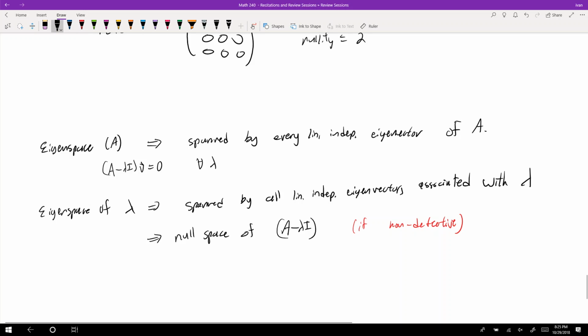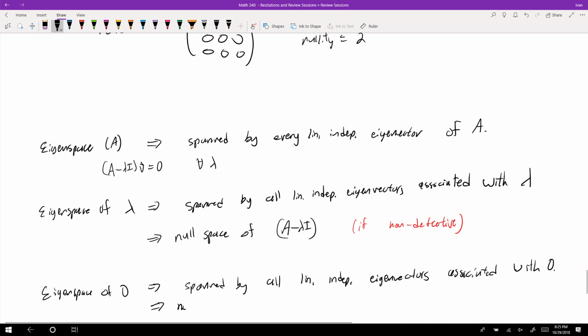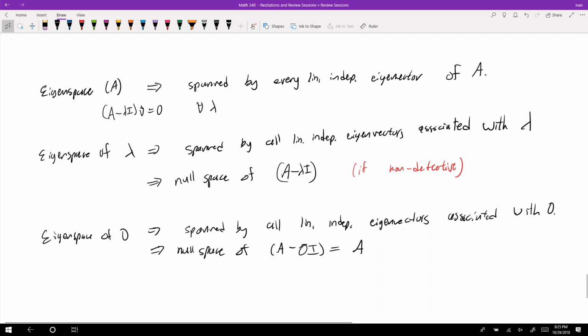Okay? And then we have the special case, the eigenspace of 0. The eigenspace of 0 is spanned by all linearly independent eigenvectors associated with 0, which means it's the null space of A minus 0I, which is equal to A, which means this is equal to the null space of A, right? And then these two, again, is non-defective. Okay. Does this make it more clear?